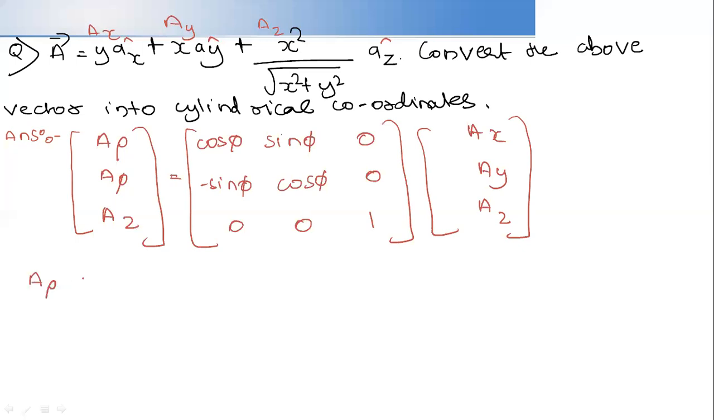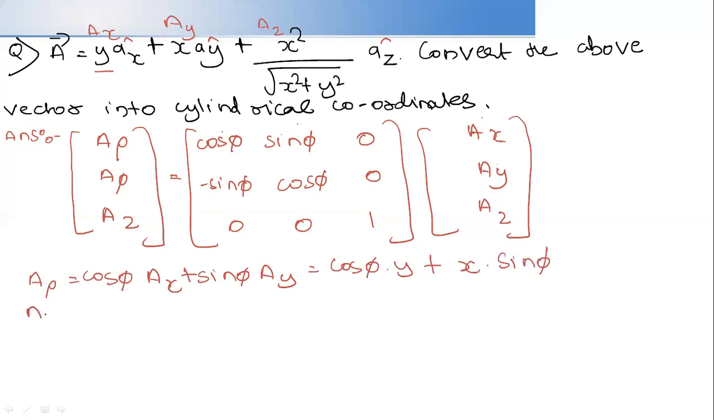A rho is equal to, how will it come? Cos phi into ax plus sin phi into ay plus az into 0. We are not worried about az into 0. So cos phi into ax, and ax is y. So y cos phi plus sin phi into ay, and ay is x. So a rho is y cos phi plus x sin phi.